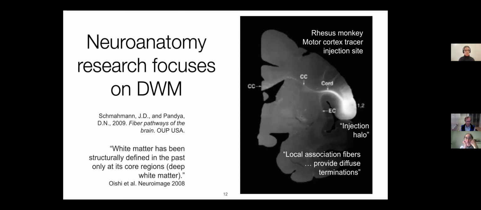And then in the lower left, you can see a quote from a neuroanatomist in NeuroImage: white matter has been structurally defined in the past only at its core regions or its deep white matter. So all of these superficial connections that we can see with tractography, we don't really have names for them, like the arcuate fasciculus or the corticospinal tract, like we do with the deep white matter tracts.